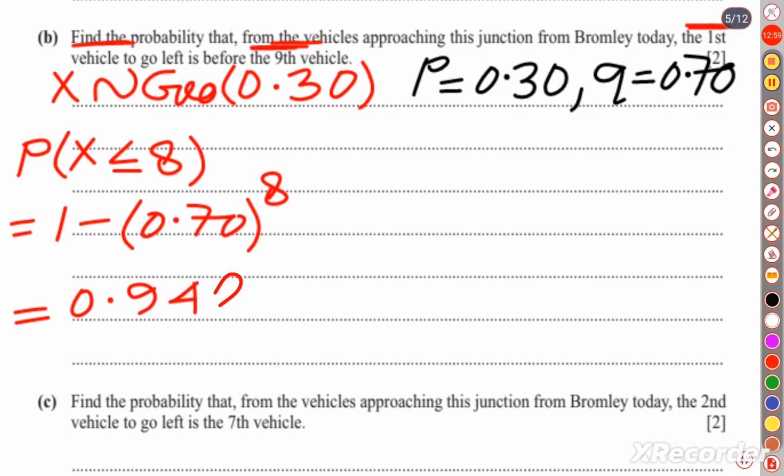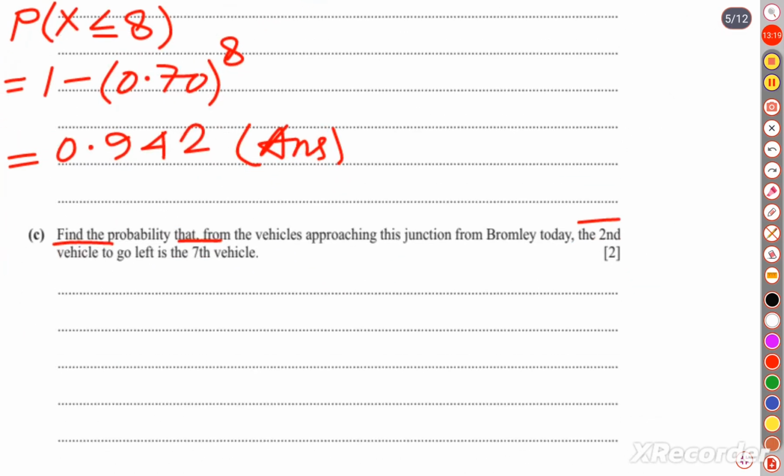0.942 is the final answer. Then let's see the immediate next question, which says, find the probability that from the vehicles approaching this junction from Bromley today, the second vehicle to go to left is the seventh vehicle. So this is also somewhat similar to the previous question.